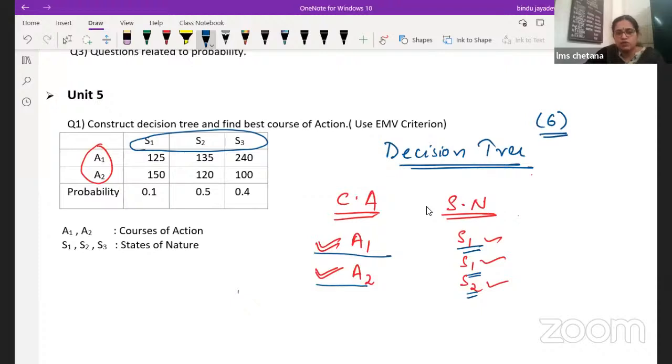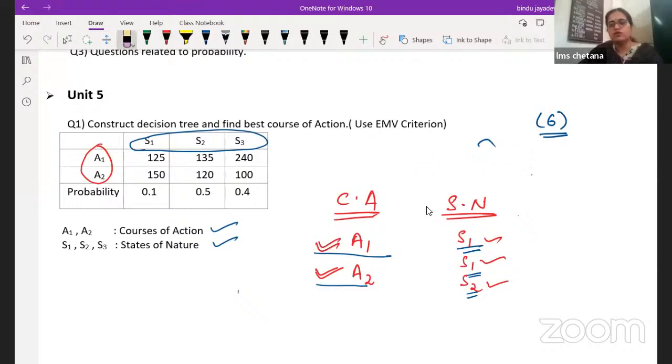A1, A2 are the courses of action and S1, S2, S3 are the states of nature. Clear? Now, what you are going to do first, please listen. If you draw this, it is not in the graph answer sheet, and if you draw and calculate properly, you will get a direct 6 marks. There is no chance of making a mistake. Therefore, please be very careful and just practice it. One question is more than enough for you to practice.